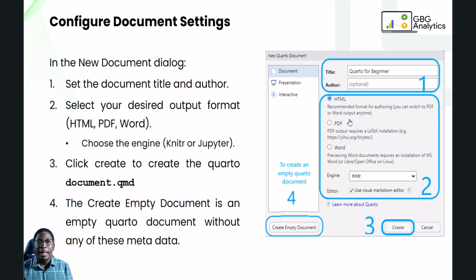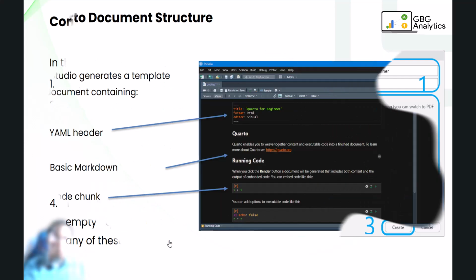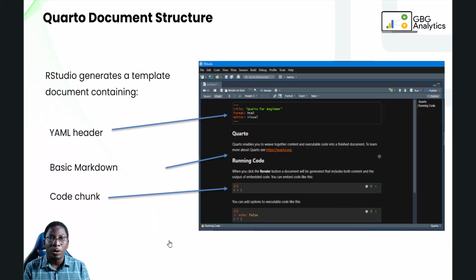And if you don't want any metadata, you can easily create an empty document by coming to this side and clicking Create Empty. That will create an empty Quarto document. But if you follow these first three steps, then you will create a Quarto document that has the metadata set up. RStudio generates a template document containing the YAML header, the basic markdown, and the code chunk.